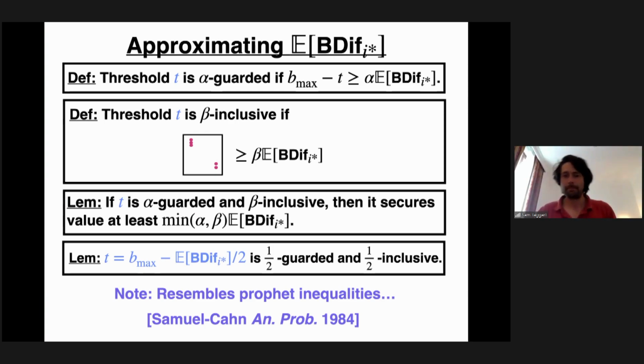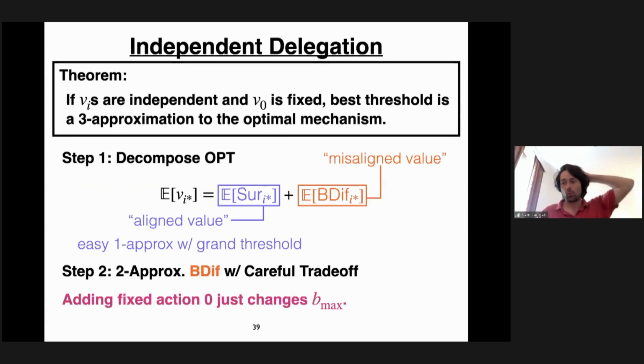Okay, so let's put all of the pieces together. We have approximated surplus. We've 1 approximated it with the grand threshold. We've 2 approximated the bias difference term using this careful, guarded, inclusive threshold. And if you look at those, that gives you a 3 approximation. The last thing to note is that if you had an outside option that was not just trivial, this analysis doesn't really change. You could just use a different number for Bmax, basically, and that's the only difference you need to make in the analysis.